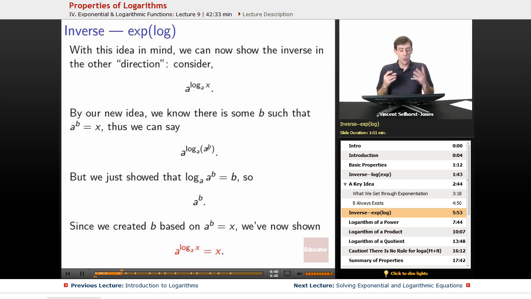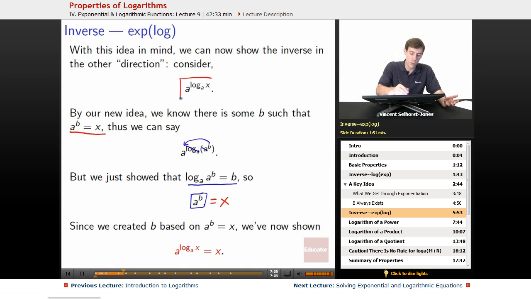Now, we just showed that log base a of a to the b equals b, right? Because logs on exponents cancel out. So log a on a to the b equals b. So we've got the same thing here. Log a on a to the b will drop us down to just having the b. So that b will move over to being the exponent on a. We'll have a to the b. But how did we define a to the b in the first place? It was a to the b equals x. Since we created b based on the fact that a to the b equals x, we've now shown that what we started with winds up being equivalent to x, so we have that a raised to the log base a of x is equal to x. So now at this point we've shown inverses in both directions.